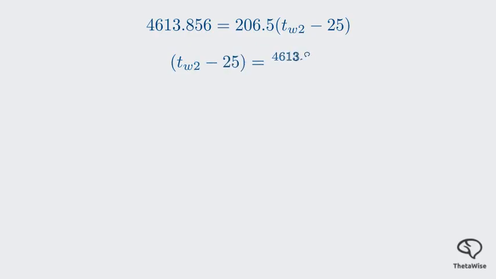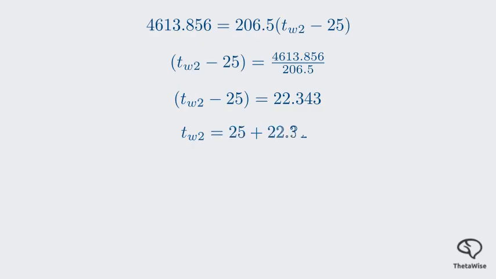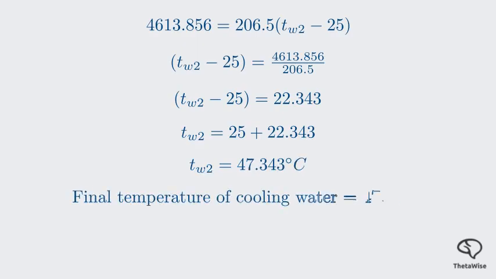First, we have the equation 4613.856 equals 206.5 times the quantity T_W2 minus 25. Next, we isolate the term T_W2 minus 25 by dividing 4613.856 by 206.5. This gives us T_W2 minus 25 equals 22.343. Then we solve for T_W2 by adding 25 to 22.343. This results in T_W2 equals 47.343 degrees Celsius. So the final temperature of the cooling water is 47.34 degrees Celsius.